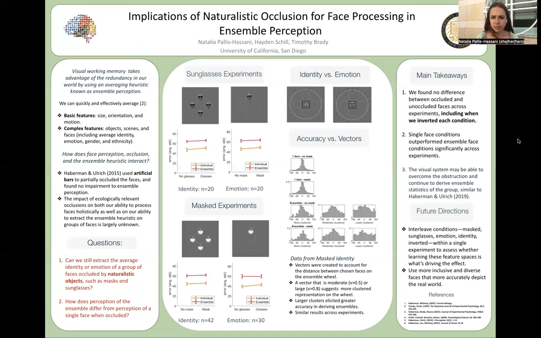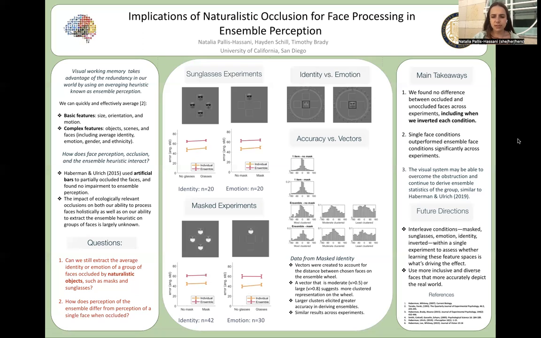We know that this ensemble is used in faces when it comes to faces represented in their entirety without any occlusion, but what happens when faces are partially occluded? Haberman and Ulrich in 2015 did a study where they covered the faces partially with blank squares and blocks, either on the top or bottom half of the faces. And they found that there was no impairment to ensemble perception. Participants were still able to take the average of the faces that they saw, whether or not they were occluded, which is great, but it is not an ecologically relevant occlusion.